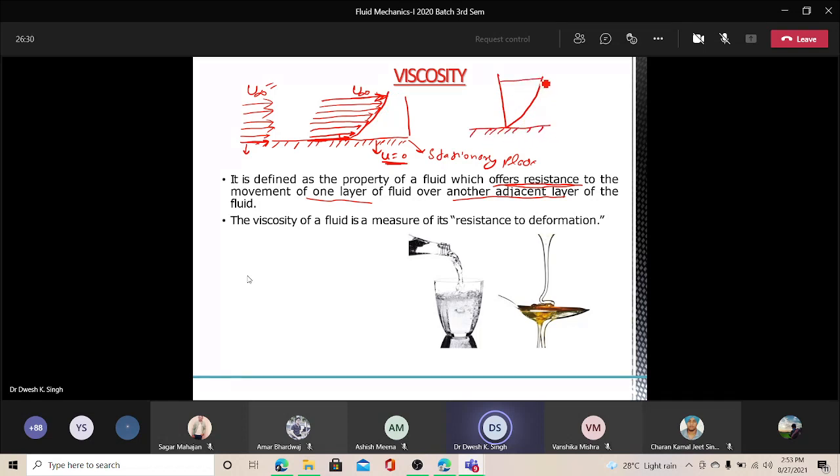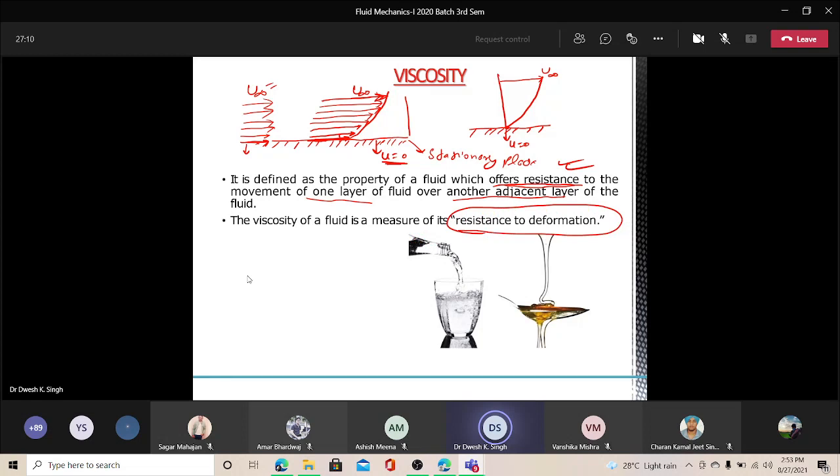So here this layer has the highest velocity, which is the velocity of the free stream, and this layer will have the minimum. If it is in contact, then you can say it is zero. That's why you can see it starts from this line just here. At this point the velocity is zero, because the plate's velocity is zero. So this is how it offers resistance to the movement of one layer of a fluid over the adjacent layer, and this happens due to the property of viscosity. So the viscosity of a fluid is a measure of resistance to deformation.